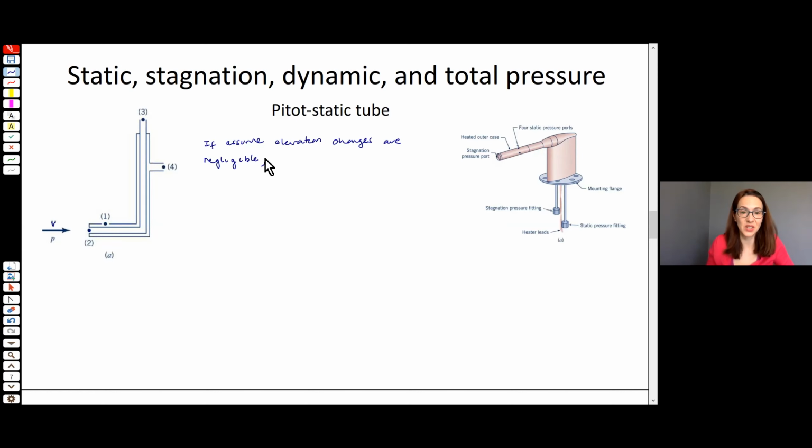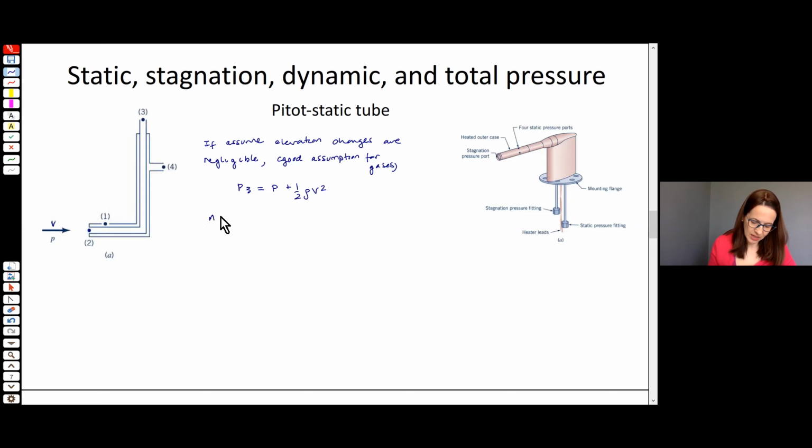All right, so if we assume the elevation changes are negligible, which is a good assumption for gases, then we can write, referring to the pitot-static tube on the left, P3 is equal to P, this oncoming pressure, plus 1/2 rho V squared. This is just that formula for stagnation pressure that we just derived on the previous slide, right? The stagnation pressure here, 3 or 2, whatever is in the inner cylinder, is the same as the static pressure plus that dynamic pressure.